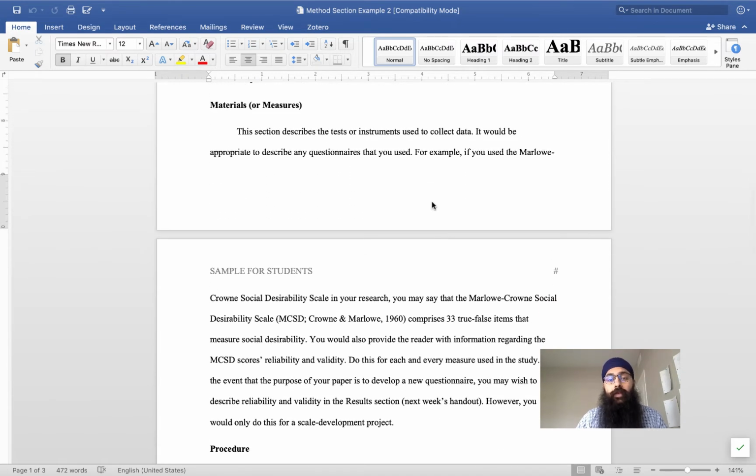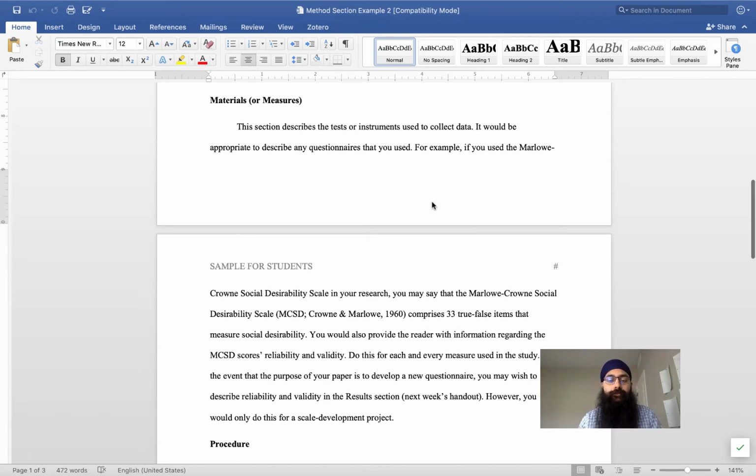Then comes materials, and in this section you need to describe the tests or instruments you used to collect the data. So for these two tasks, the flanker and the multitasking task, you need to describe in detail how each of those trials works, because that is the actual measure. So the measure of a flanker task: what is actually going on within those trials, what is actually going on when you participate in that task.